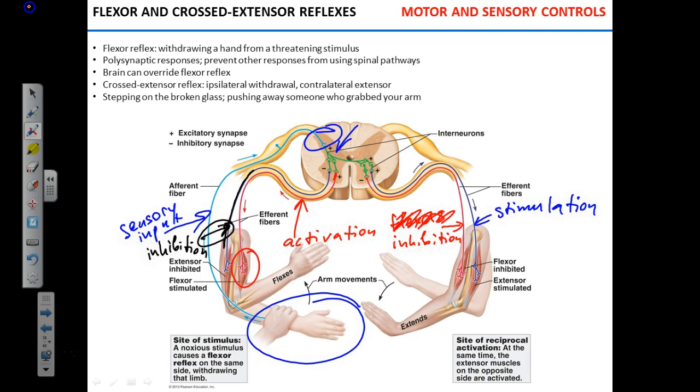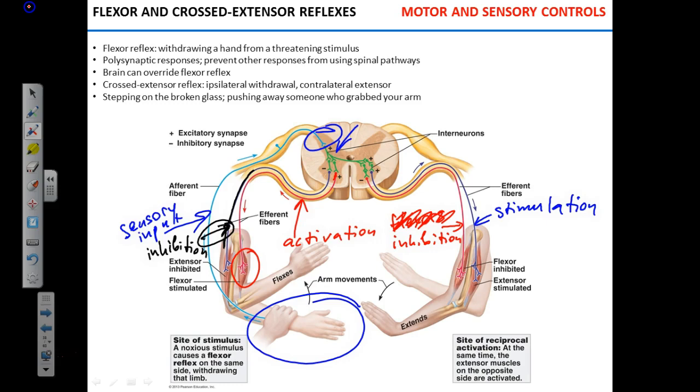Oh, on the left side? Oh, on the right. No, no. Can you help me? Grab my left arm. So my response would be flexion: flexors on the left side are activated, extensors are inhibited. And extension: extensors on the right side are stimulated, flexors are inhibited. Thank you. Does that make sense?